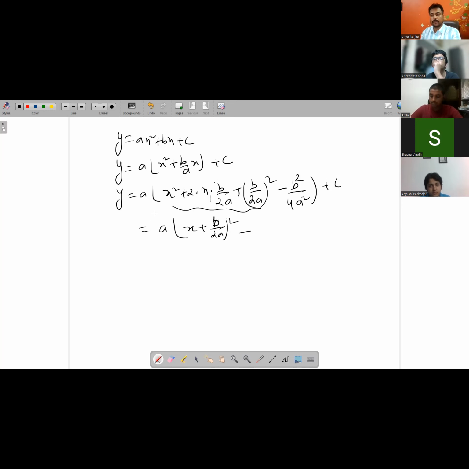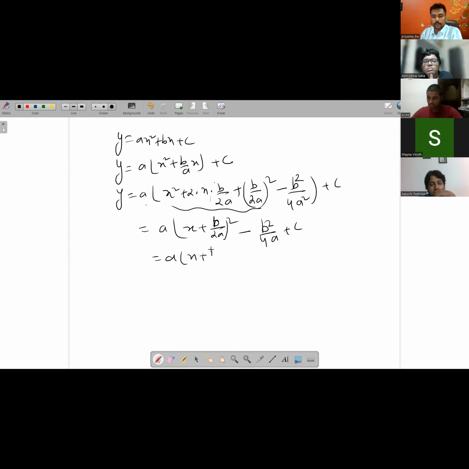How did you get 2a, sir? See, you have b by a in the question. I'm just trying to make a perfect square. Because I have introduced 2 here as well, like a square plus 2ab, to balance it, this a will multiply to this term as well. So it will become b square upon 4a plus c.